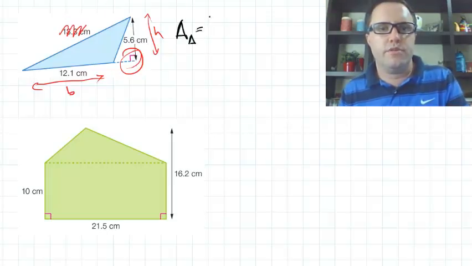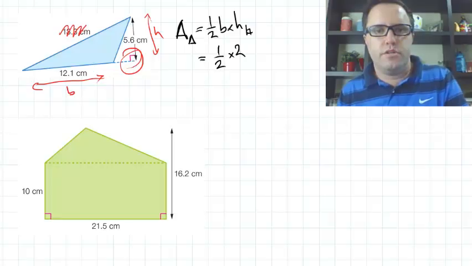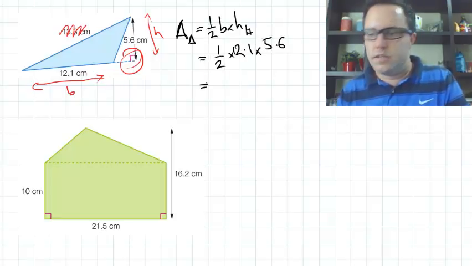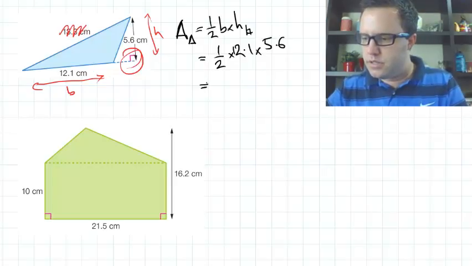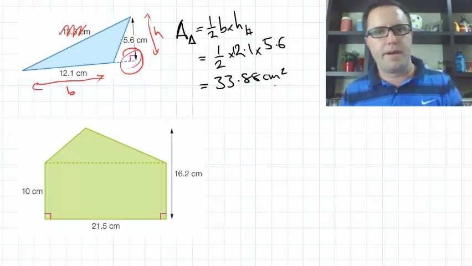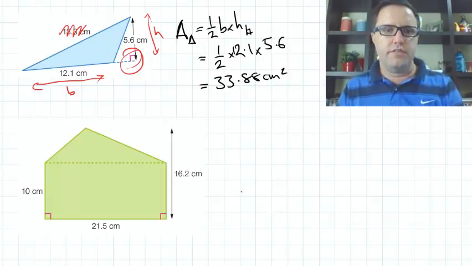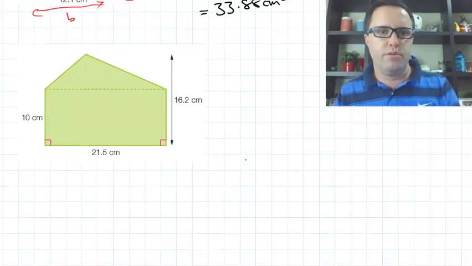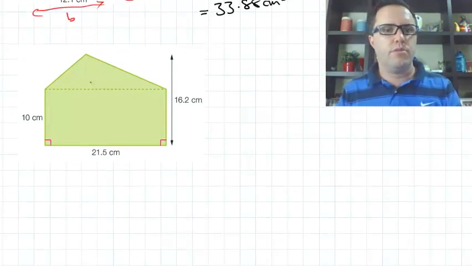Okay, so area of a triangle is equal to half base times perpendicular height, which is half times 12.1 times 5.6, which is 33.88 centimeters squared. Okay, all right, one last one, a sort of an extension level thing, but you will probably want to have a go at this sort of thing.